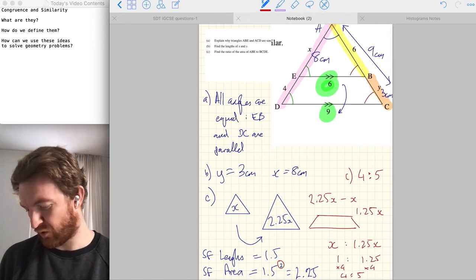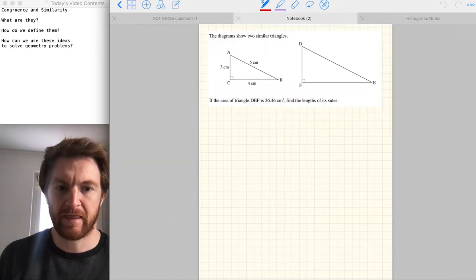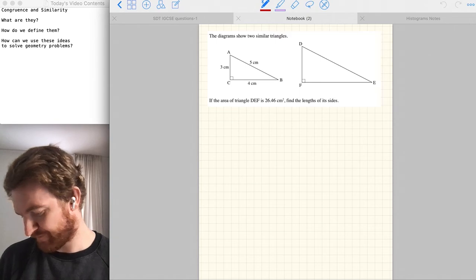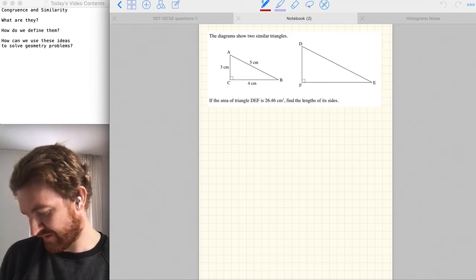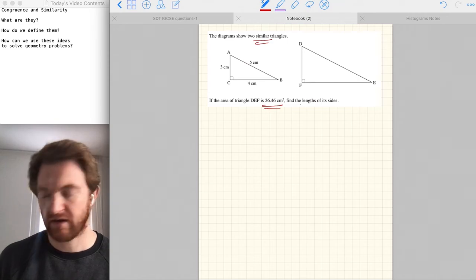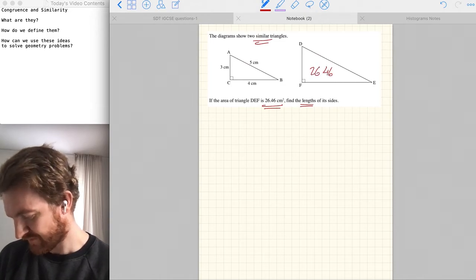Okay, we'll just look at one more question. Remember, you can pause this and go back. Here it gives you two triangles. It tells you that they're similar, so you can assume that they are. It gives you the area, and it wants you to find the lengths. Well, it tells you that this one is 26.46 centimeters squared. First thing we can do is work out the area of this one.